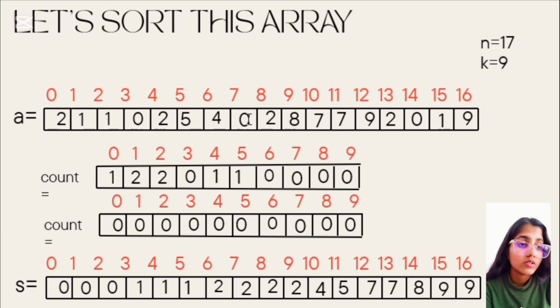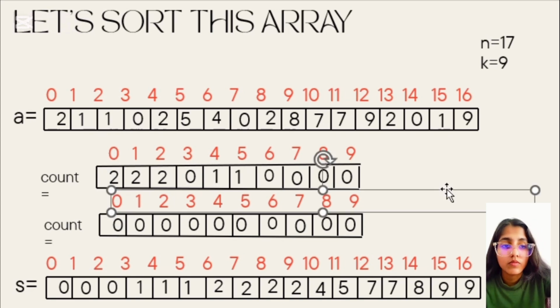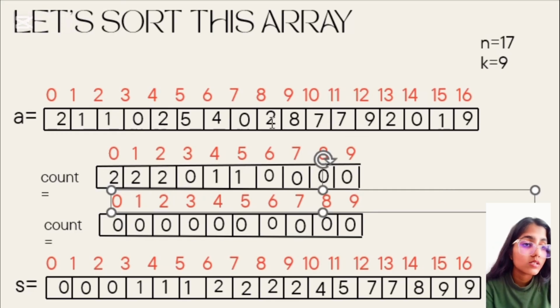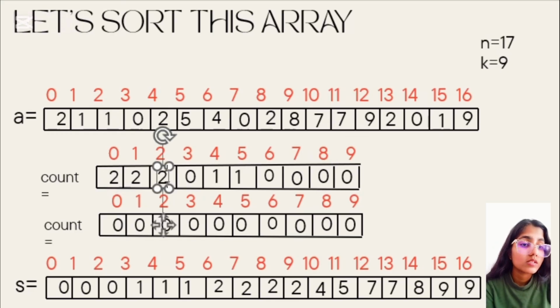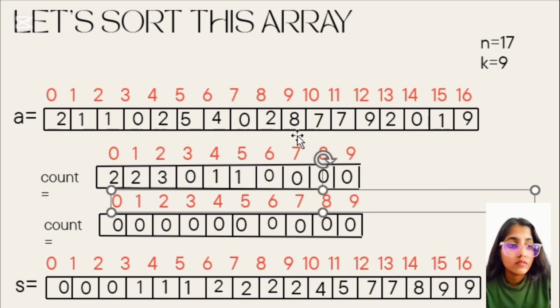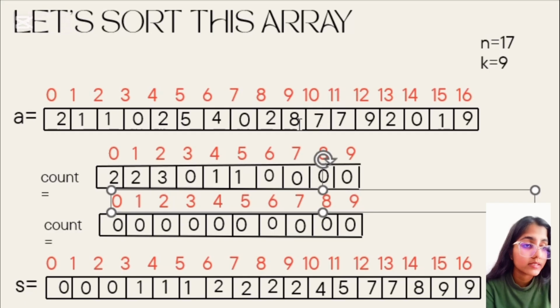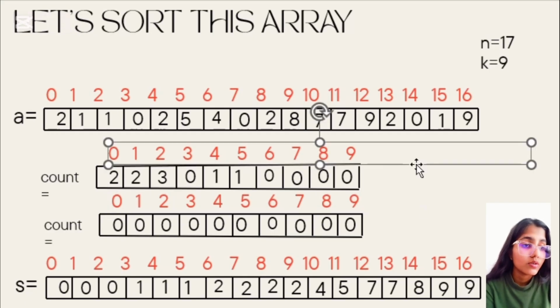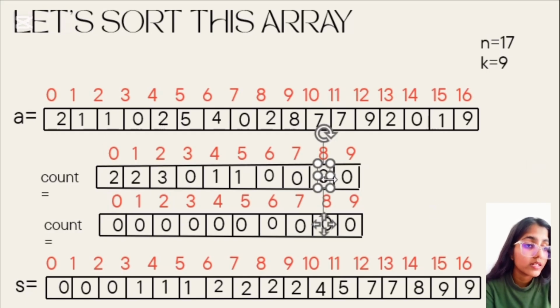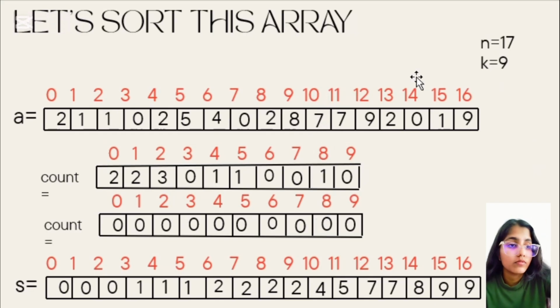Then the next value is 0. Then again you must increment the 0th index of the count array by 1. Then the next element is 2, so you must increment index 2 by 1. Then you move to the next element. It is 8, so you must increment the value of index 8 by 1.